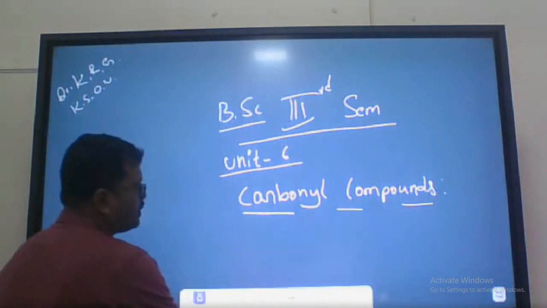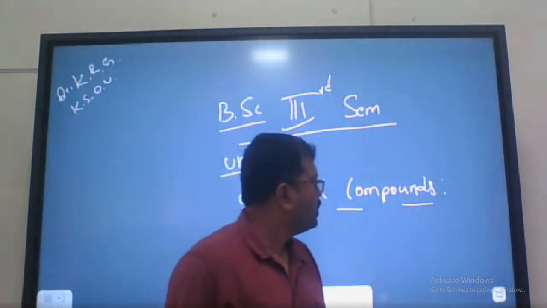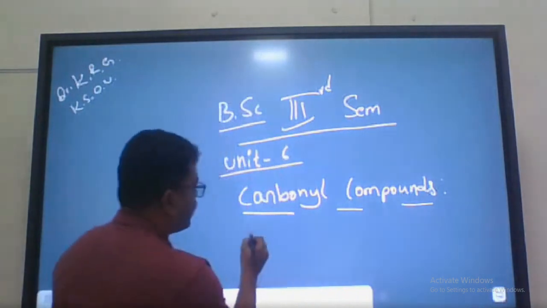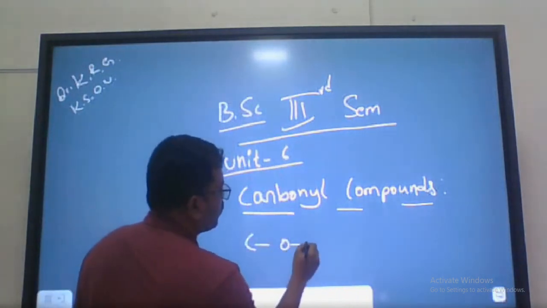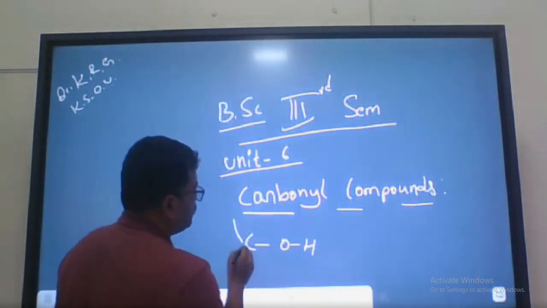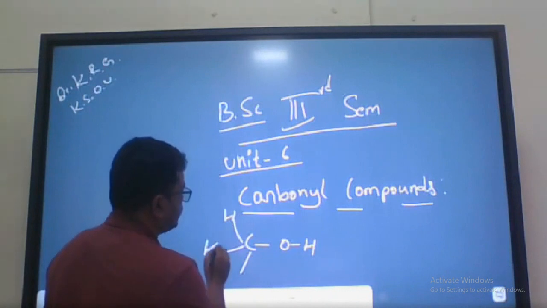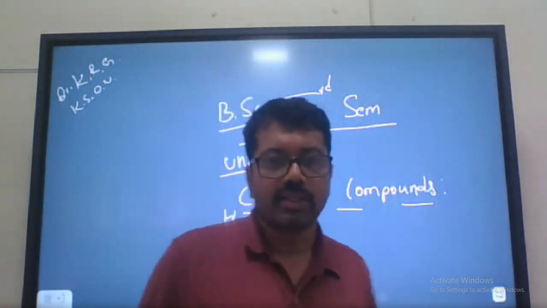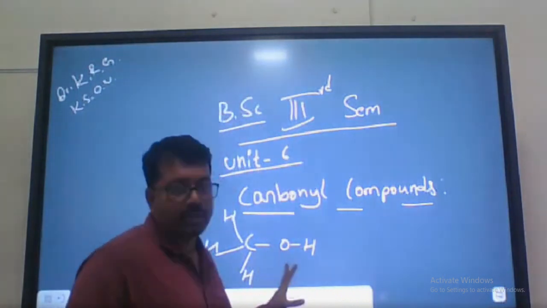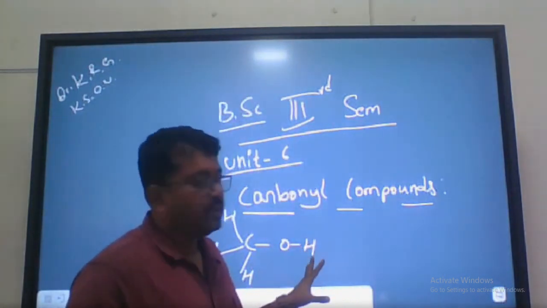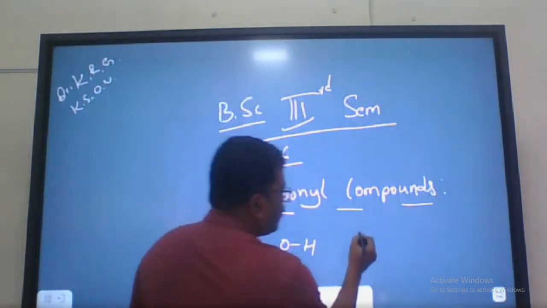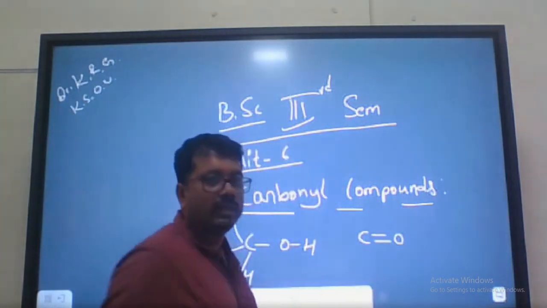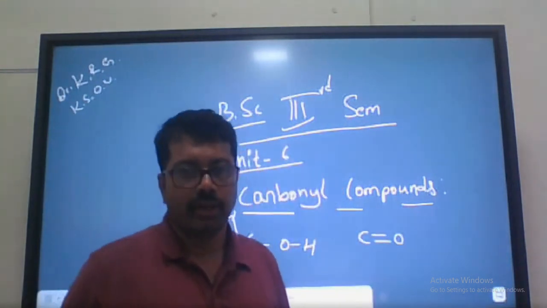So in this unit, first, until now we studied only the carbon oxygen single bond. In the previous classes, we studied only carbon oxygen single bond. In this class, we are going to study about the carbon oxygen double bond.